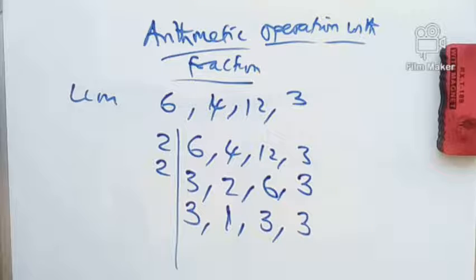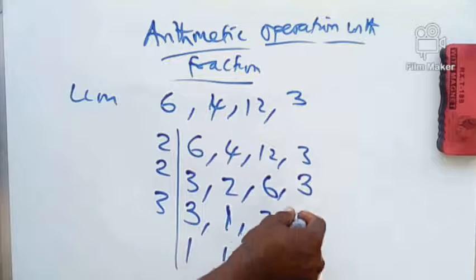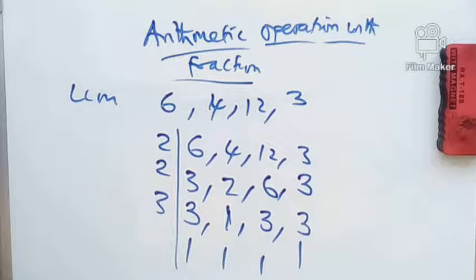We move to the next number, which is 3. 3 goes into 3, you have 1. 3 goes into 3, you have 1, and again 1, 1. Now, understand this. Anytime you are finding the LCM of numbers, and the last result you get is 1, 1, 1, 1, you are done with the LCM. That marks the end of your division.